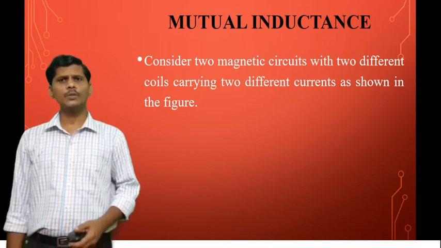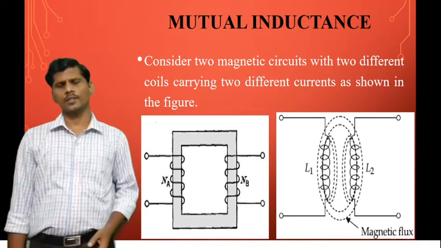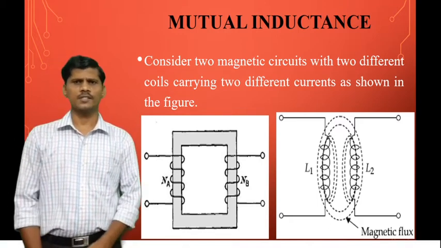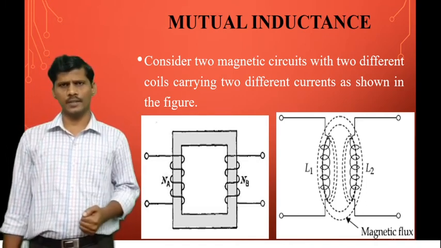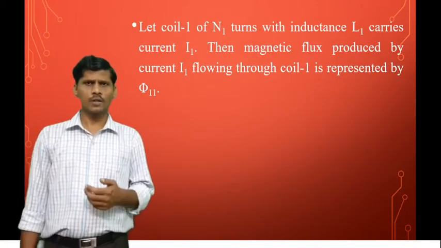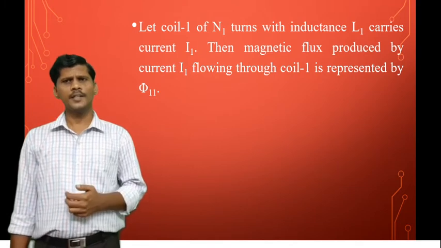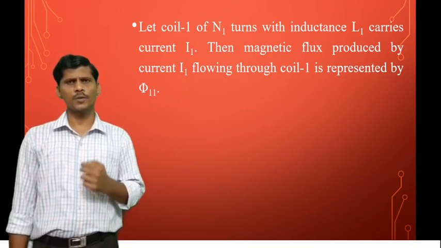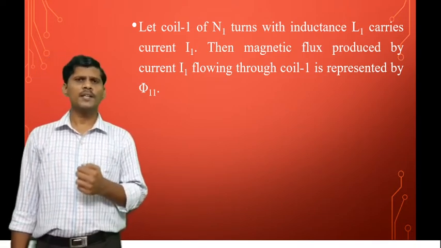Next, coming to mutual inductance. Let us consider two magnetic circuits with two different coils carrying two different currents, as shown in the figure. Let coil 1 of N1 turns with inductance L1 carry current I1 amperes. Then the magnetic flux produced by current I1 flowing through coil 1 is represented by Φ11.